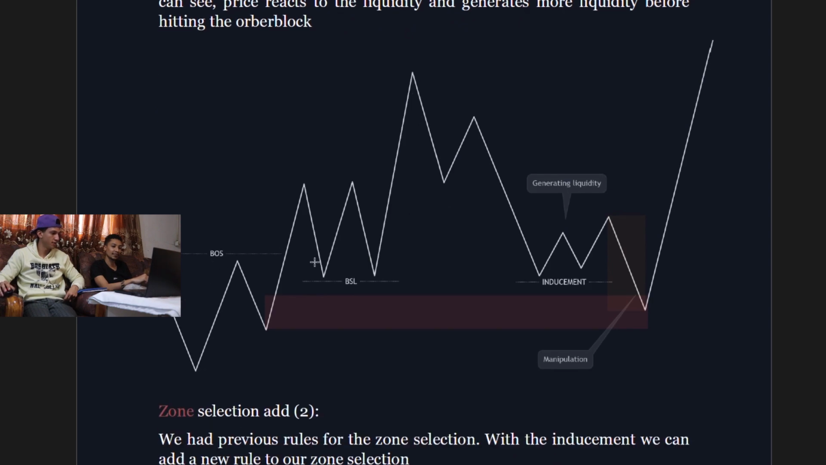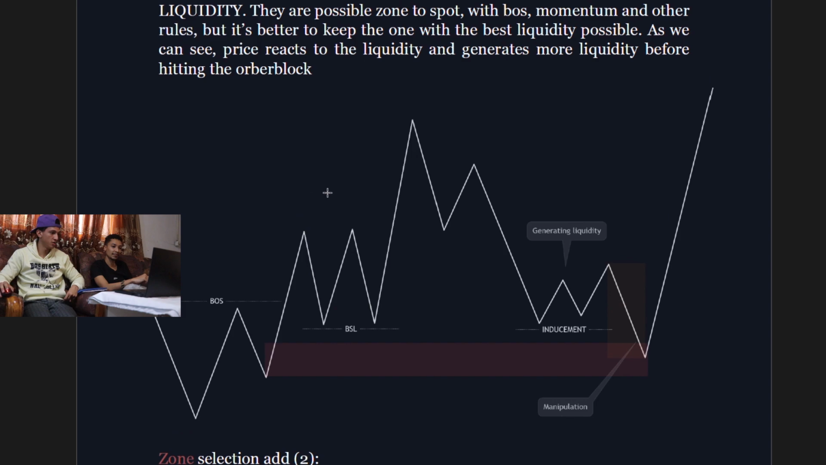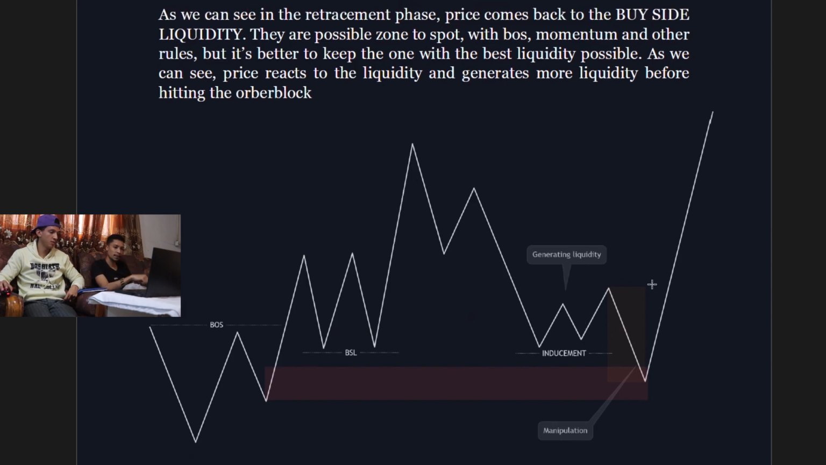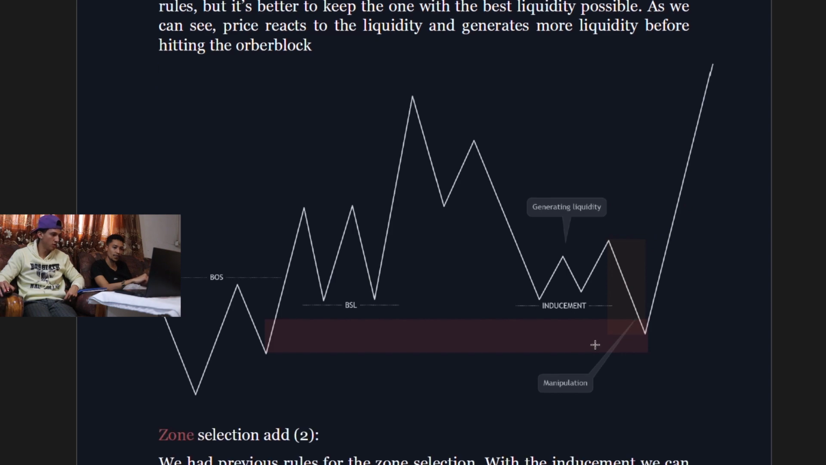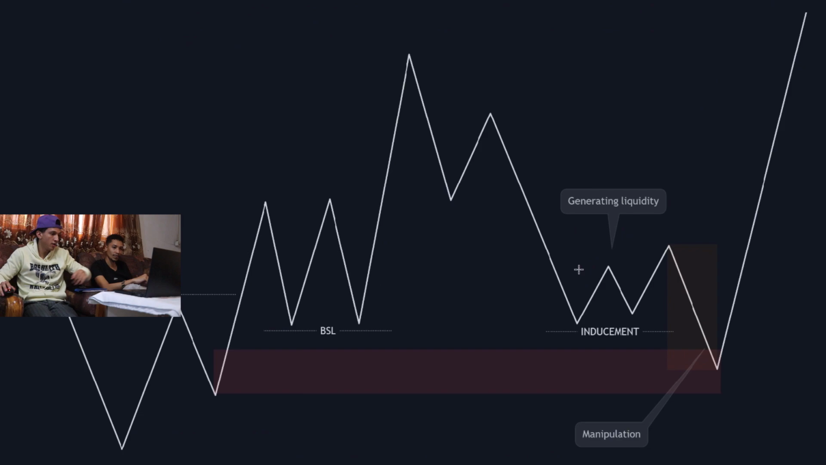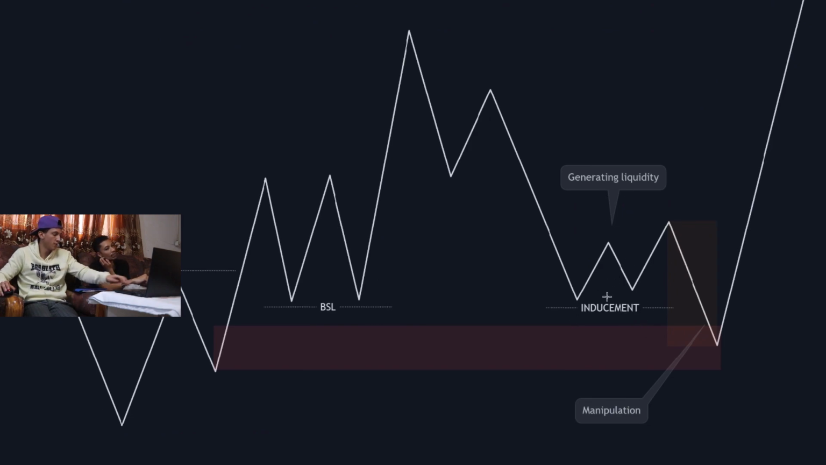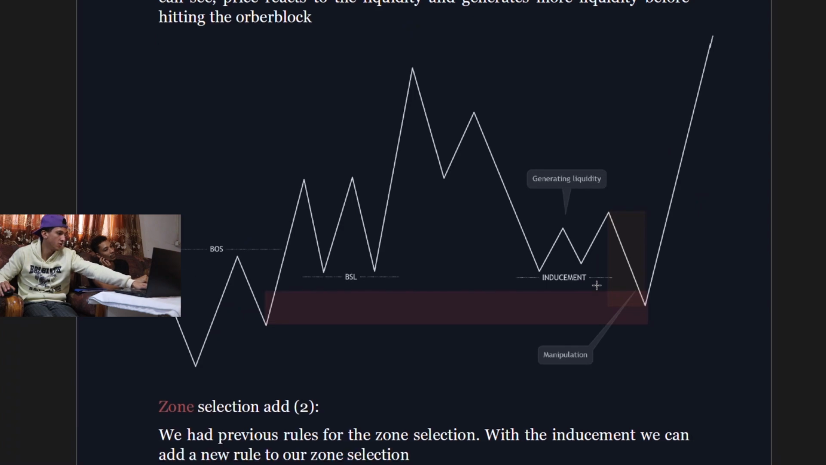Break of structure, buy side liquidity, what I just said. There's this inducement which generates that more, and then it creates upside liquidity, which is this zone right there. Manipulation is generating liquidity, so inducement is basically just generating liquidity. So it's another term for your buy side, sell side liquidity there.